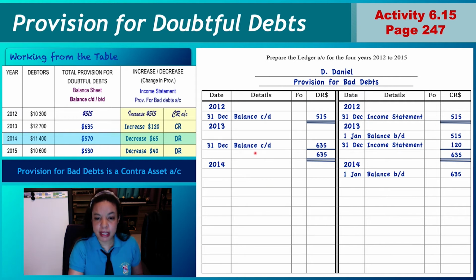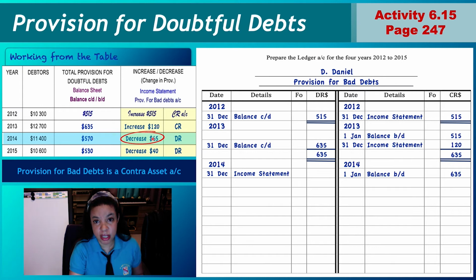So we go on the debit side. This is our debit side, right? So we have our debit side, and you're going to put 31st of December, income statement, and how much did it decrease by?